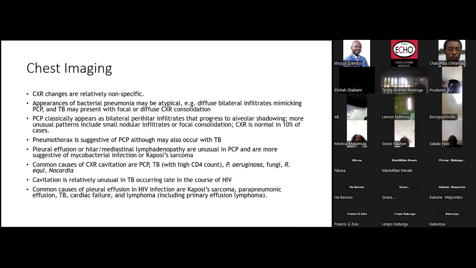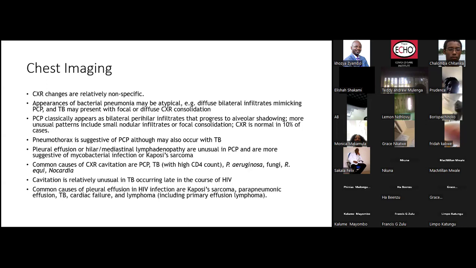Chest imaging, of course, is central in the diagnosis of respiratory infections. So we see mostly non-specific findings in patients with advanced HIV. You can have diffuse, bilateral changes. You can have TB looking like a normal pneumonia where there's just consolidation.